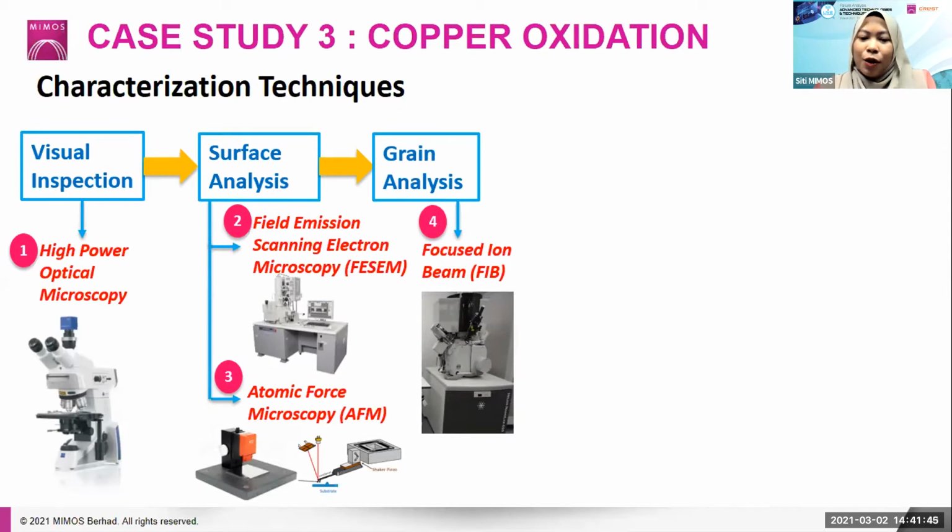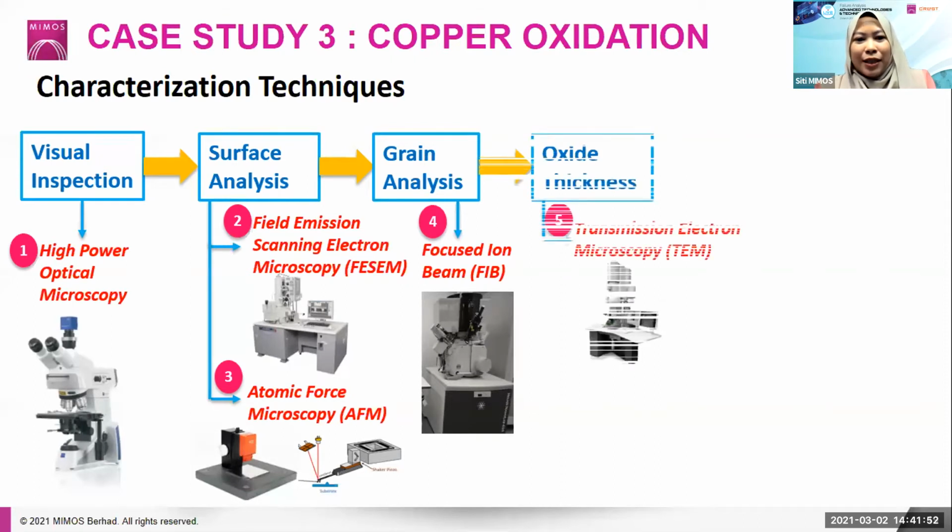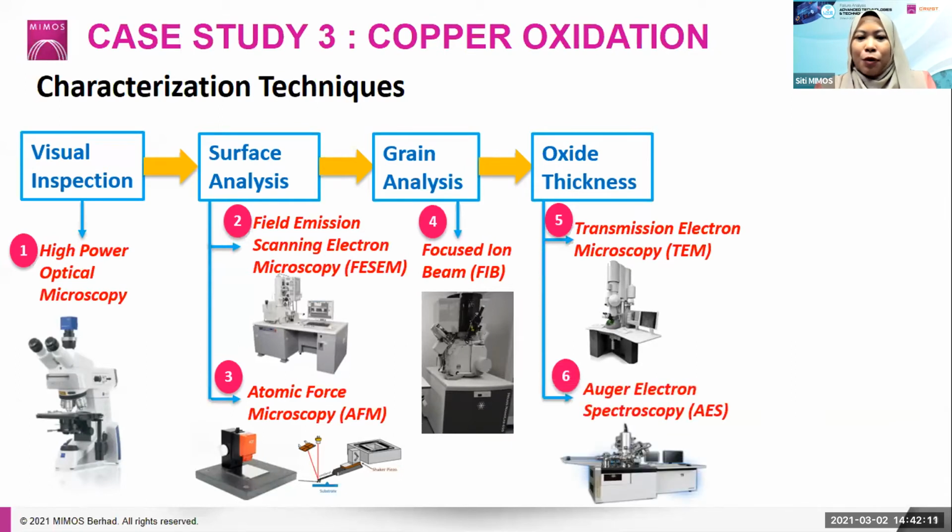And of course, one of the important pieces of information in this study is the copper oxide thickness. So in this case, we can perform the analysis using TEM, but prior to that, we have to prepare the lamella sample first. Another method that we can use to check the copper oxide is Auger electron spectroscopy depth profiling. This process does not require any sample preparation, but it will involve argon ion sputtering.